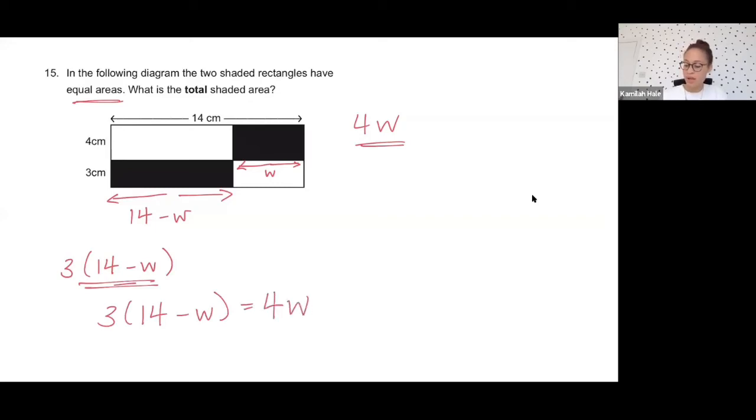Now we have to multiply out these brackets, so on the left. We do 3 times 14 and we do 3 times minus W. 3 times 14, I happen to know, is 42. 3 times minus W is minus 3W, equals 4W.